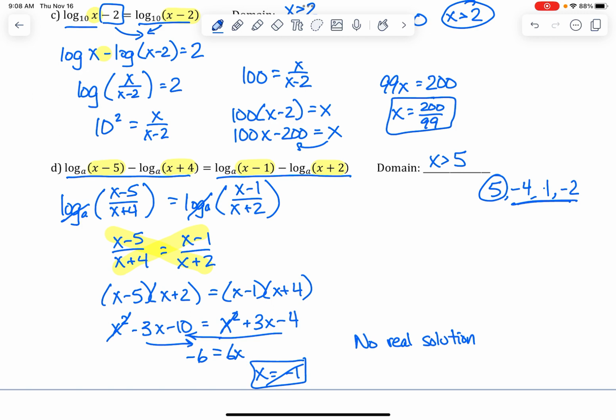Right? Because if you plug in -1 to here or here, you're going to get an impossible scenario. All right? So again, even if you don't get the domain restriction itself, plug in your answer that you do solve for and see if it works. Okay? So those are the logarithm types of problems.